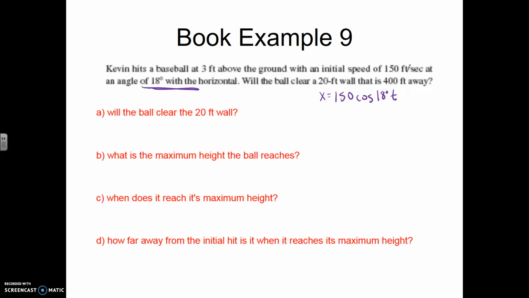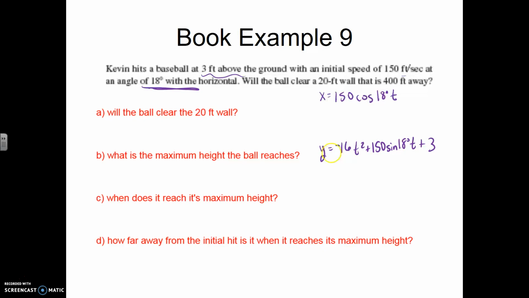Now, I need to figure out how long it takes to get to the wall, because this equation is going to allow me to find the height at that time. So my height equation will be y equals negative 16 t squared, because we're talking about feet, plus initial velocity times sine of 18 degrees times t, plus the initial height. The ball is hit from 3 feet above ground, so it's plus 3. So those are my two equations.